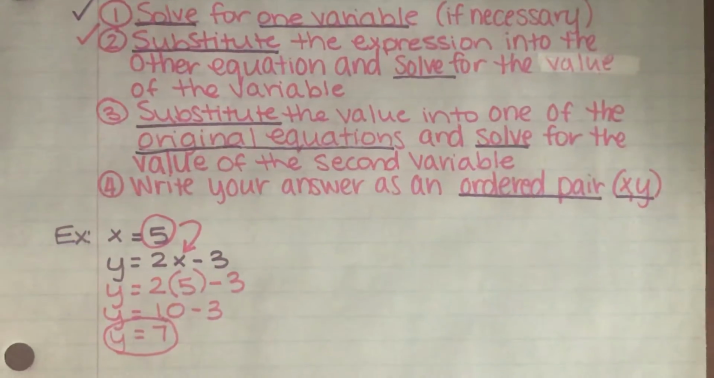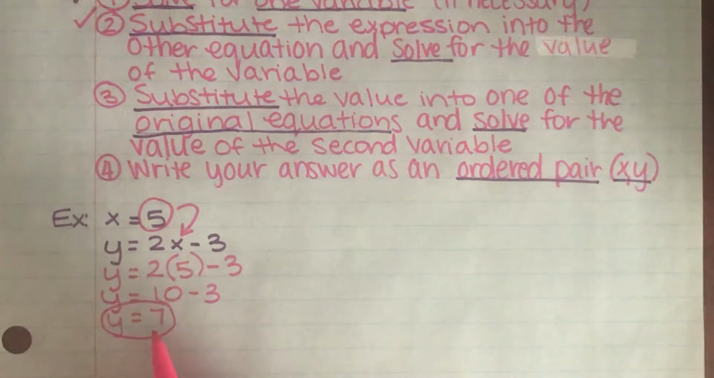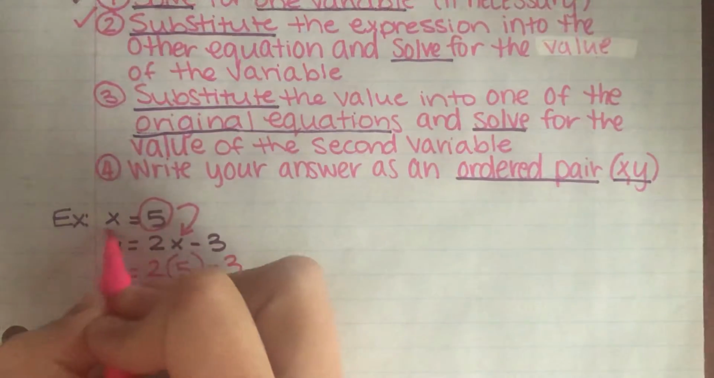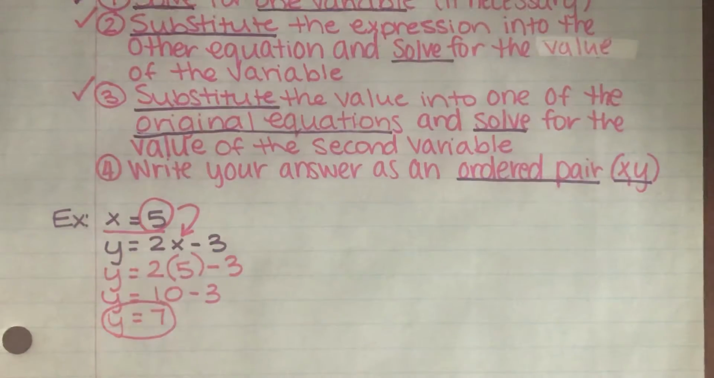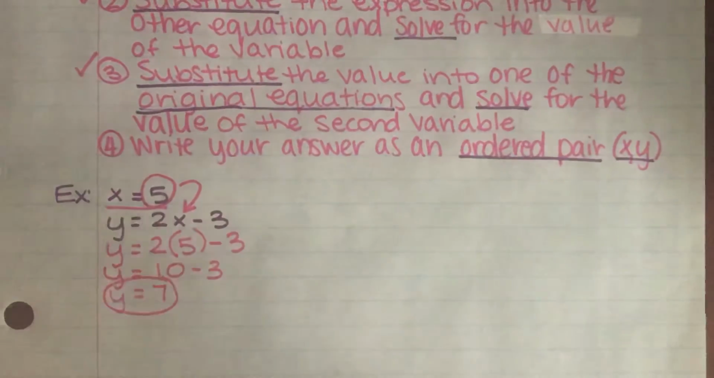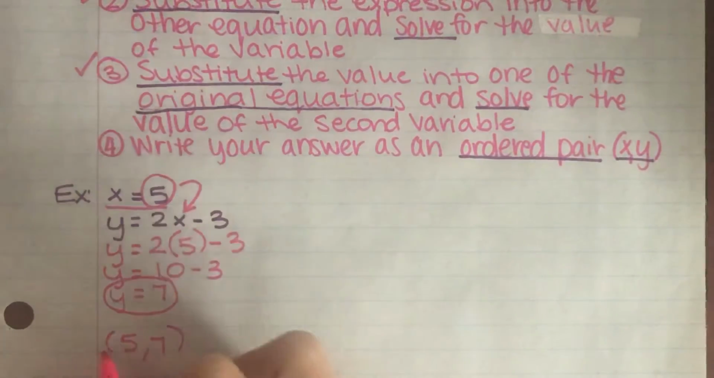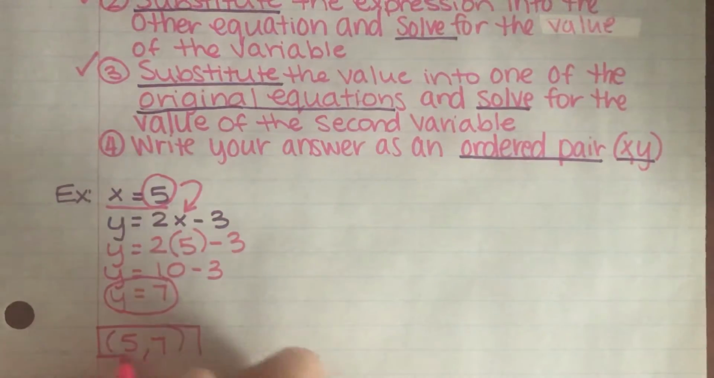In another example, we would have to substitute this back into one of our original equations to solve for x, but here x has already been solved for us. So we can skip that step and we write our final answer as an ordered pair. So here we have 5, 7. Remember, x comes first in your ordered pair.